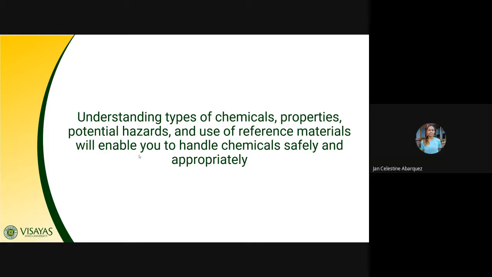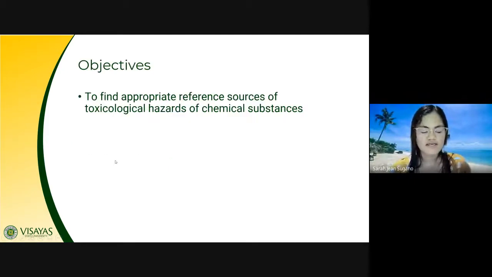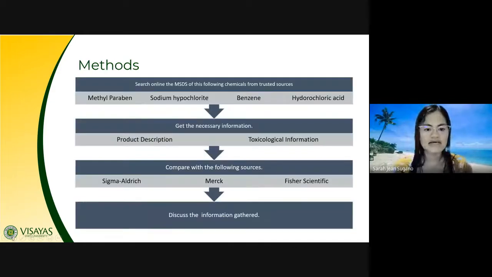No, ma'am. No? Okay, so I will now proceed to exercise 2. The objective of this exercise is to find appropriate reference sources of toxicological hazards of chemical substances. So this is just a simple exercise, class. So these are the methods.